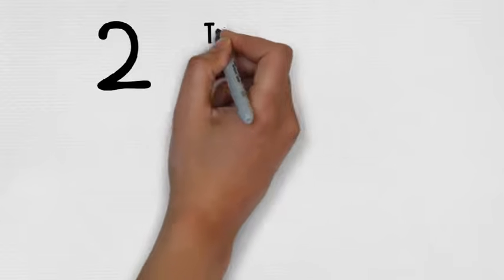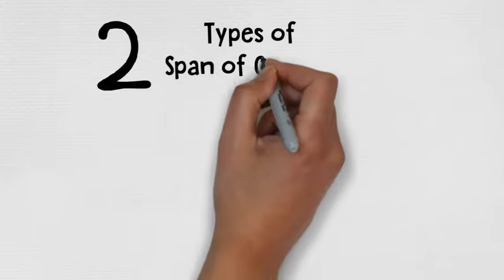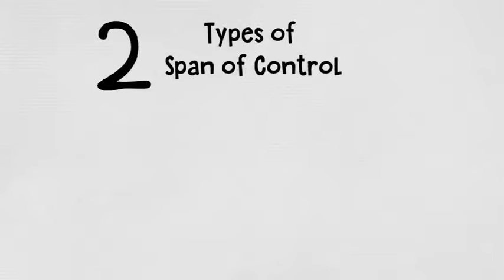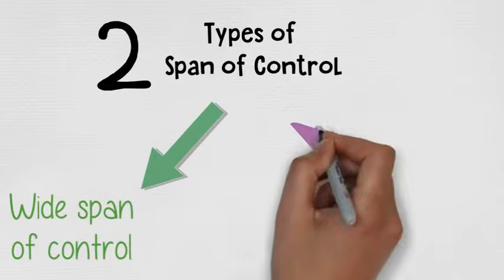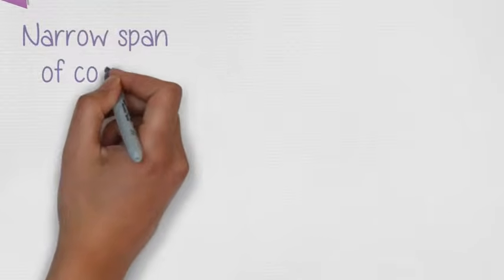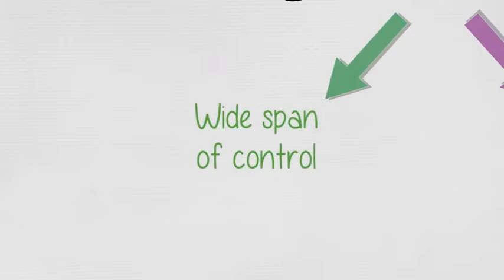There are two types of span of control that exist within the organization. We are going to consider both of them in this video clip. The first one refers to the wide span of control. The second one is known as the narrow span of control. Let us look at the first one, wide span of control.